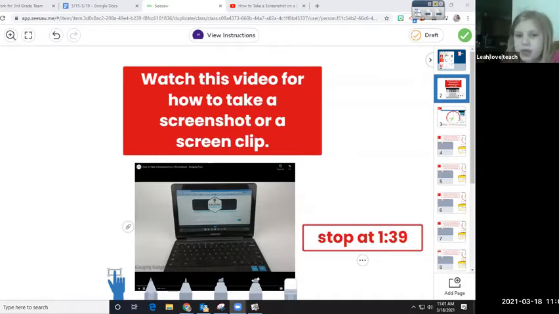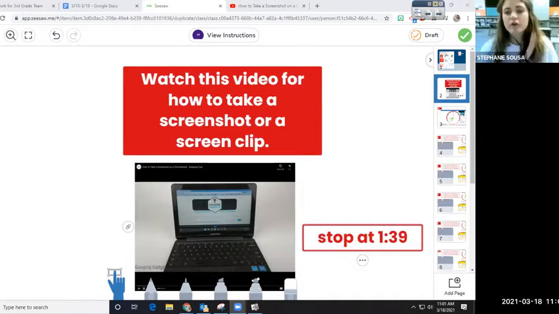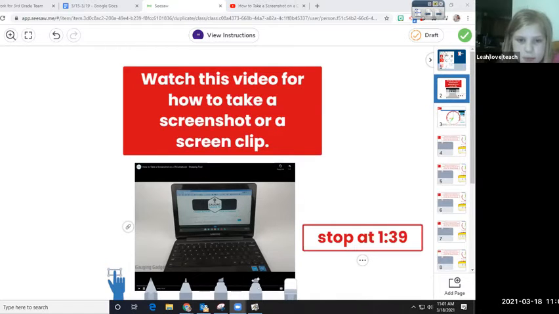Can I use my snipping clips? However you have normally taken screenshots in the past is fine. I was just reviewing to make sure everybody knew how. Okay.